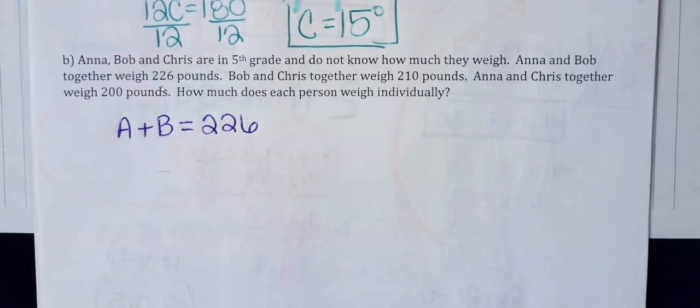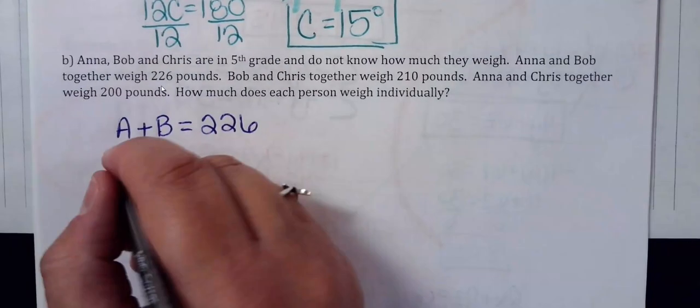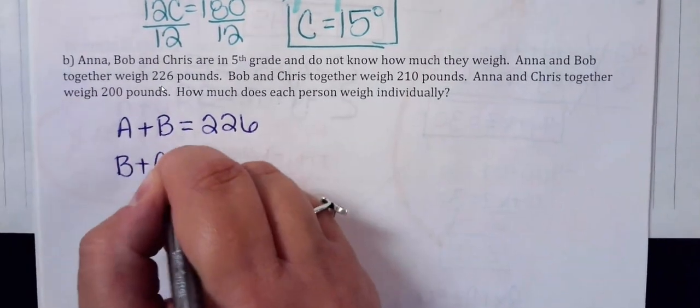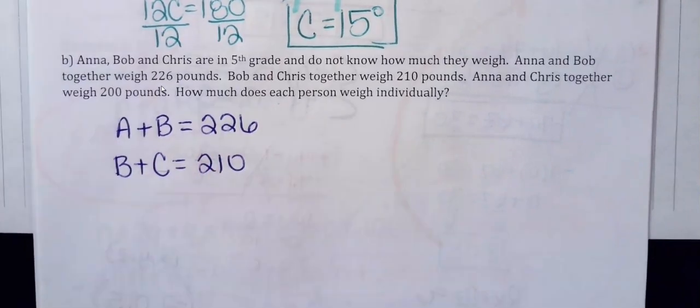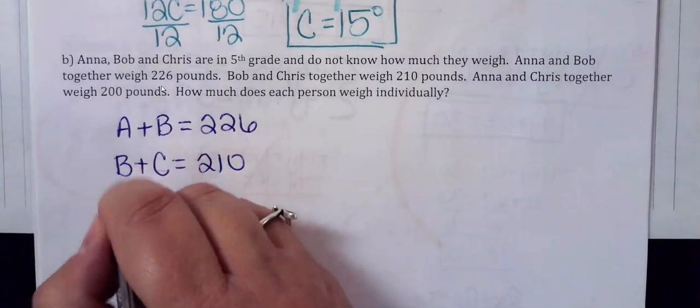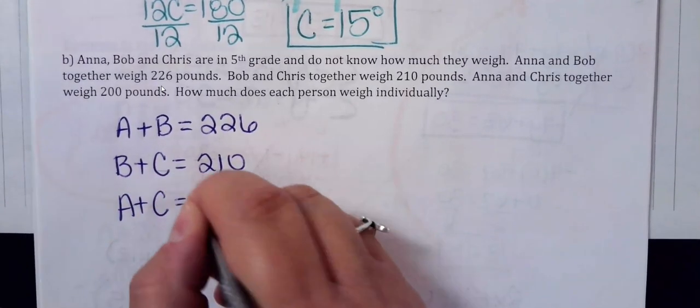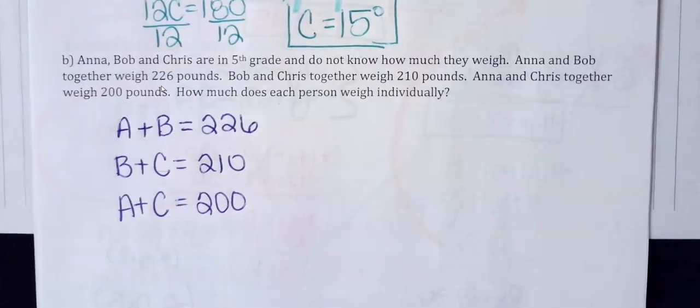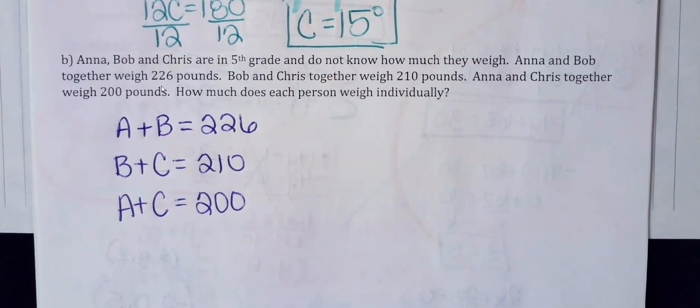Okay, then it says Bob and Chris. So I'm going to do B and C together, weigh 210. And then Anna and Chris, so I'm going to say A and C together, weigh 200. Okay, now this is actually kind of a weird system because I do have 3 equations and 3 variables, so we can solve this. But none of the equations have all 3 variables, but you can still do this.